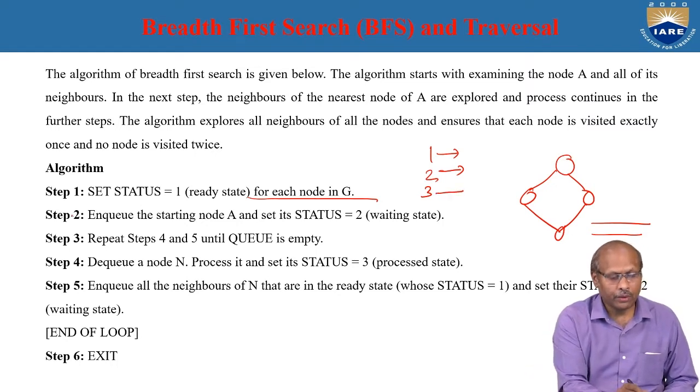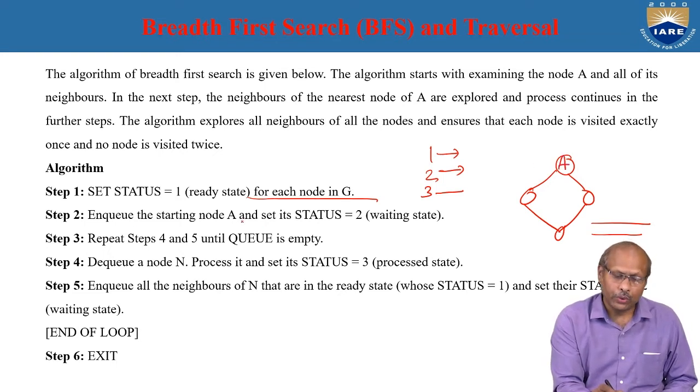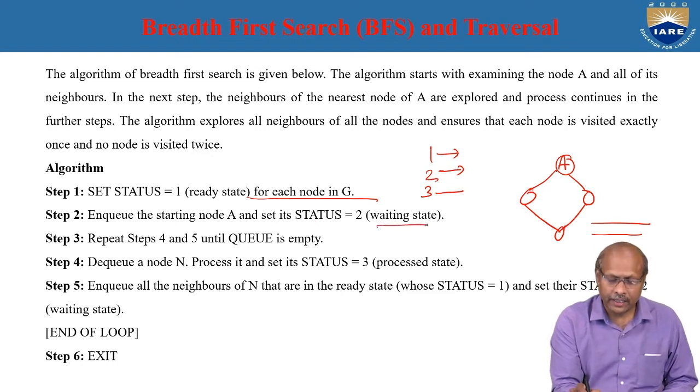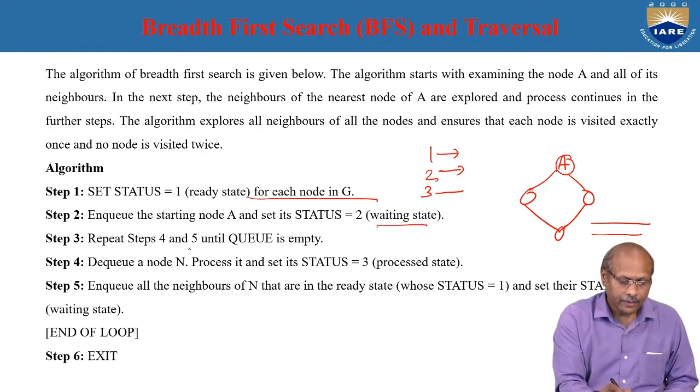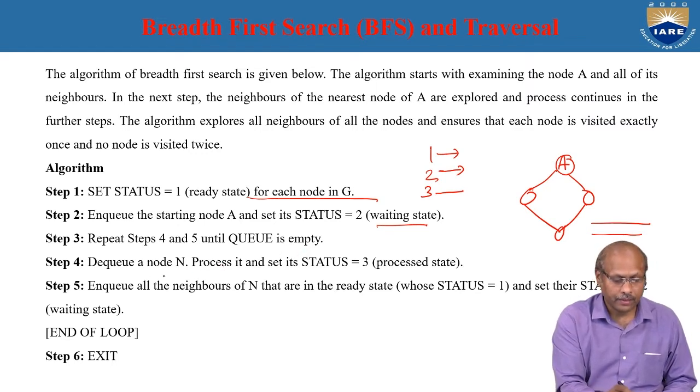So you can go through the algorithm. Step 1. You make status 1, ready state. Then enqueue the node A into the queue. Then change the status to 2. That means it is now in waiting state. Then repeat steps 4 and 5 until the queue is empty.